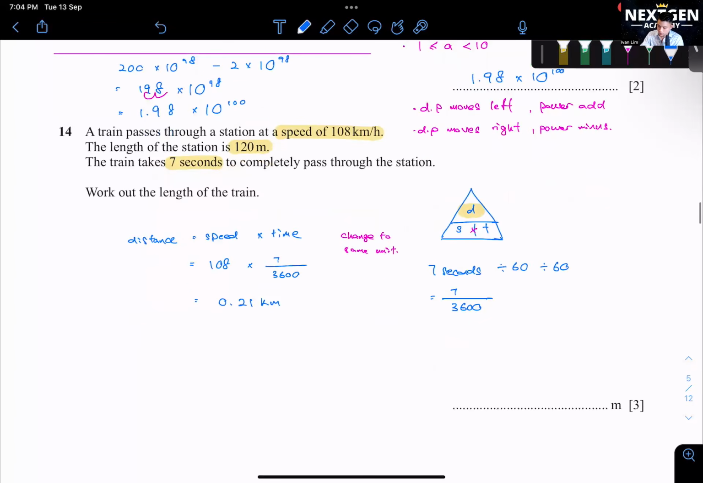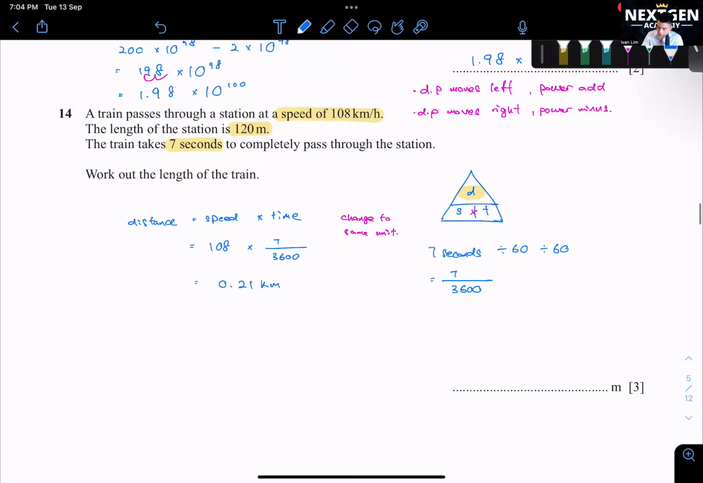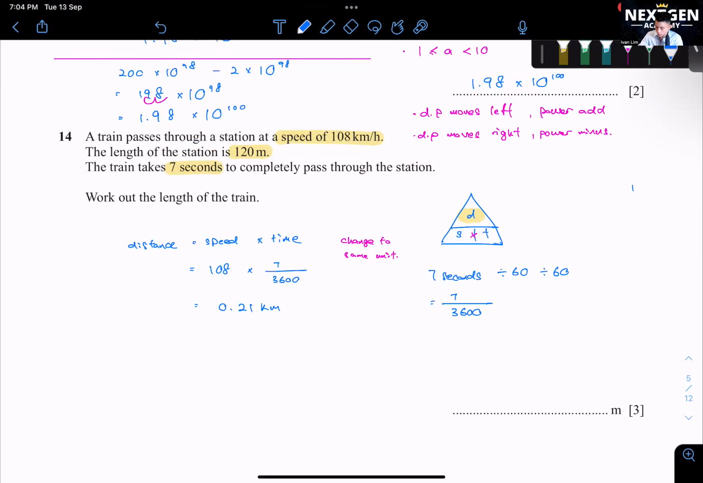Okay, 0.21 km. Then this is something that you all should be writing over and over again: how to change your km to meter to cm to mm. You go down like this, times 1,000, times 100, times 10. You go up, you divide. So always make it a habit to write this down over and over again because we will be using it. So change it to meter, 210 meter, because we multiply it by 1,000.